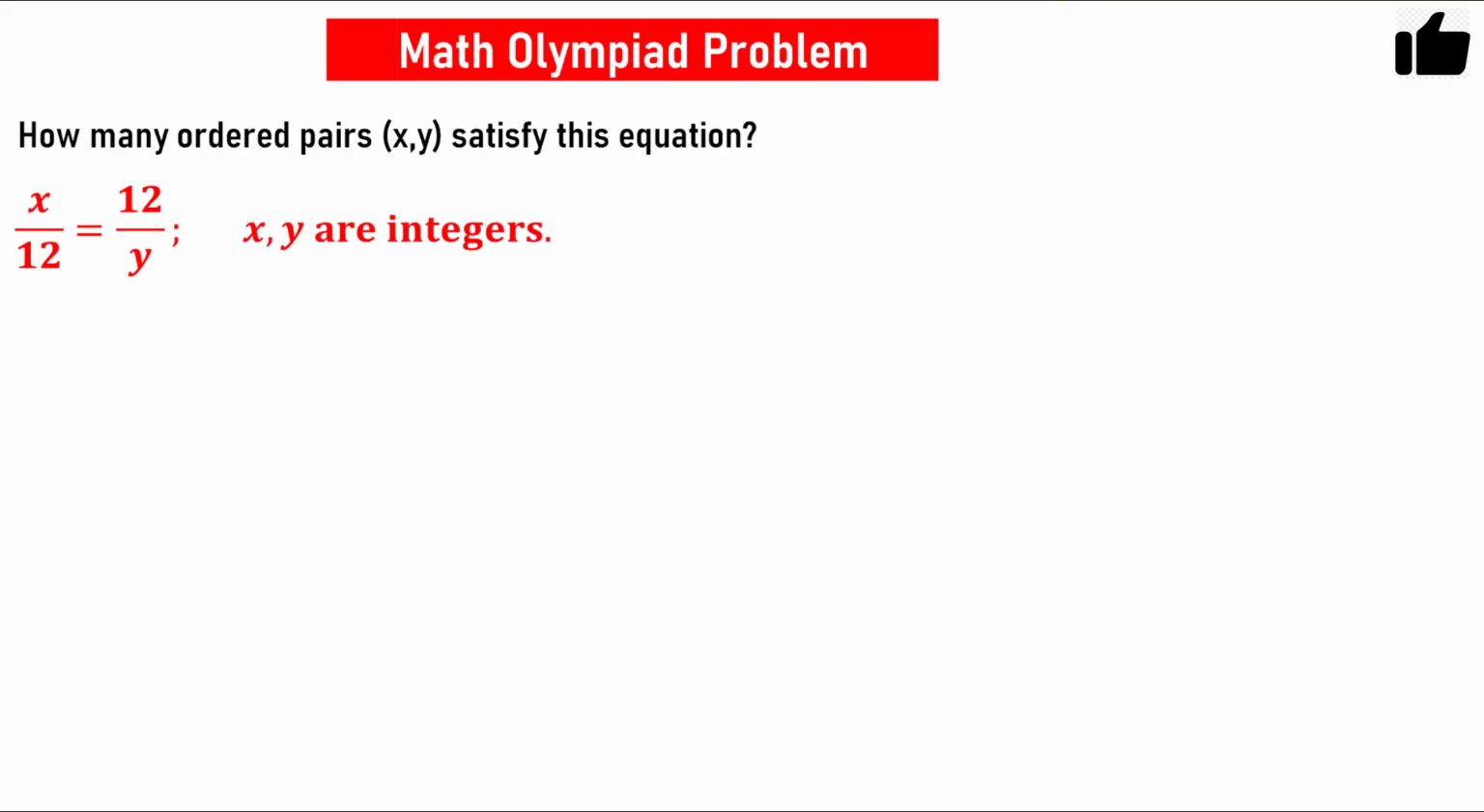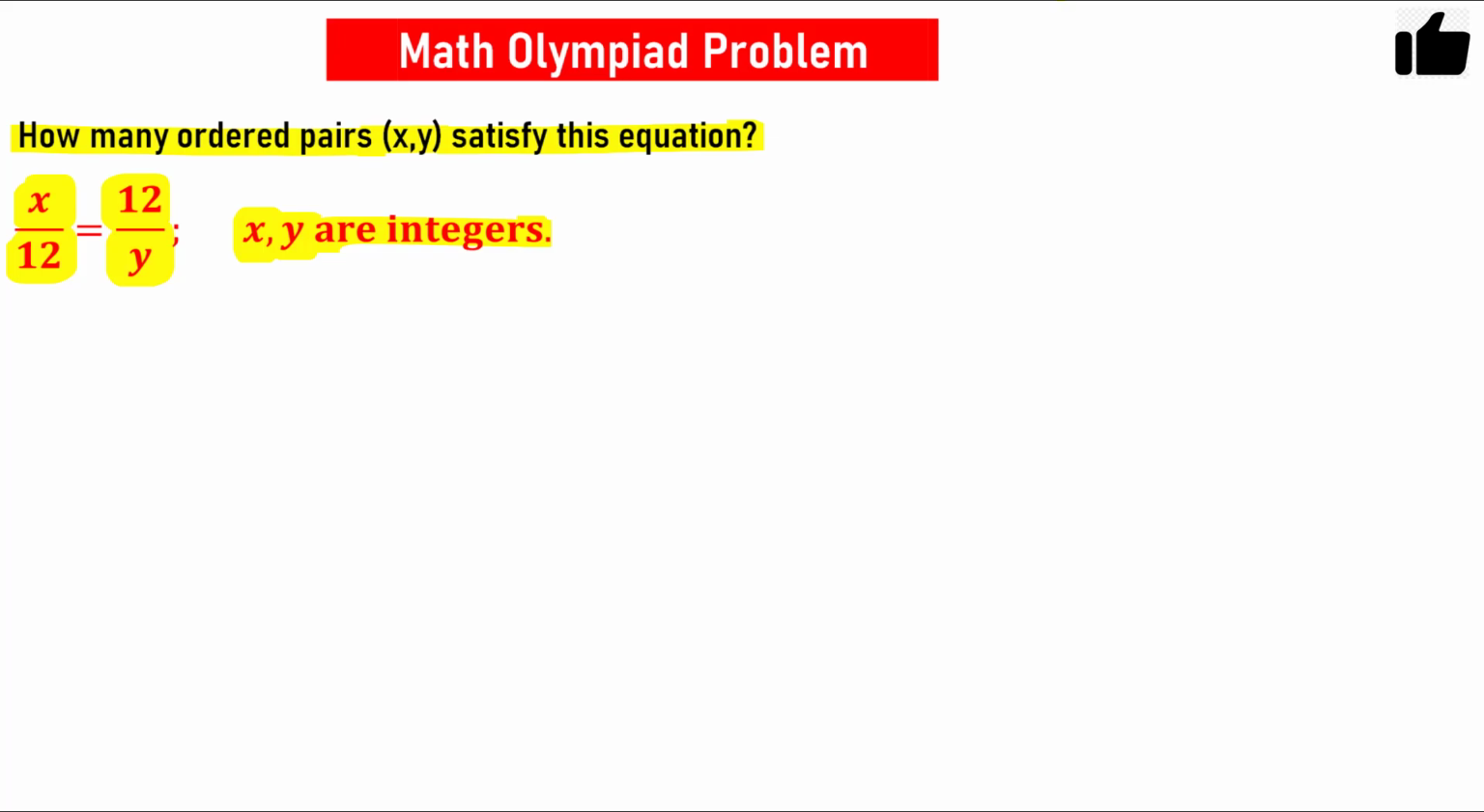Hello friends, in this problem you have to find ordered pairs xy that satisfy this equation. So the question says, how many ordered pairs xy satisfy this given equation? And the equation is x divided by 12 equals 12 divided by y. And it is also given that x and y are integers.